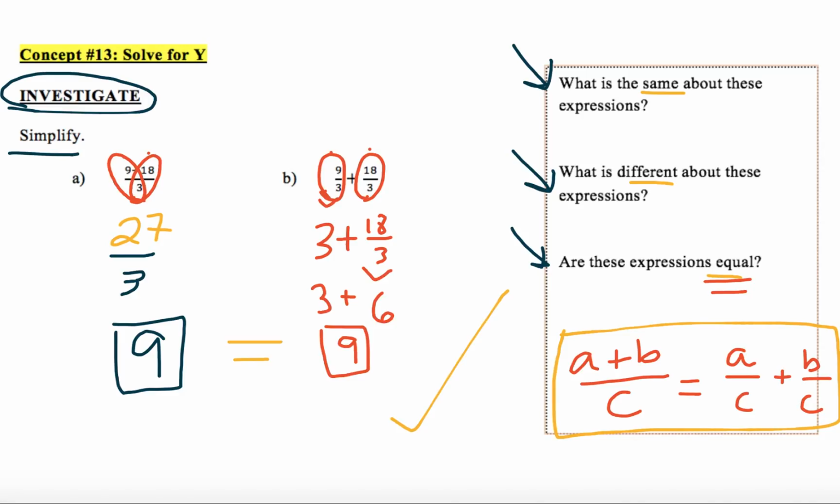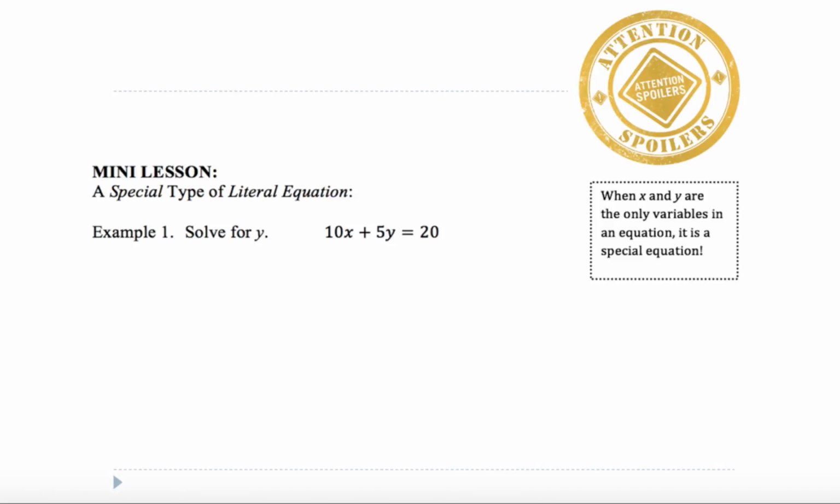And it's an important rule for when we solve these special type of literal equations that we call solving for y. Somewhat of a spoiler alert because this is a topic that you'll see a lot more in a later unit. But we want to get used to practicing this skill while we're looking at literal equations in this unit. You may have heard of this before, so perhaps it's not a spoiler, but when x and y are the only variables in the equation, it is a special type of equation.